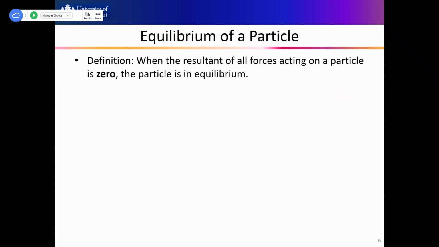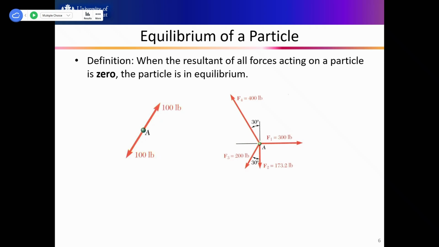Okay, then now we'll talk about equilibrium. So equilibrium is when the resultant of all forces acting on a particle is zero. That particle is in equilibrium. So the resultant force is zero, and that particle is not moving, right? So that is resultant equilibrium, right? For example, if there is a particle here, A, and then a 100-pound force in this direction, and the same amount of force in the opposite direction, then this particle is in equilibrium, right? So the vector sum of these two forces is zero, right? How about this? We have four forces.